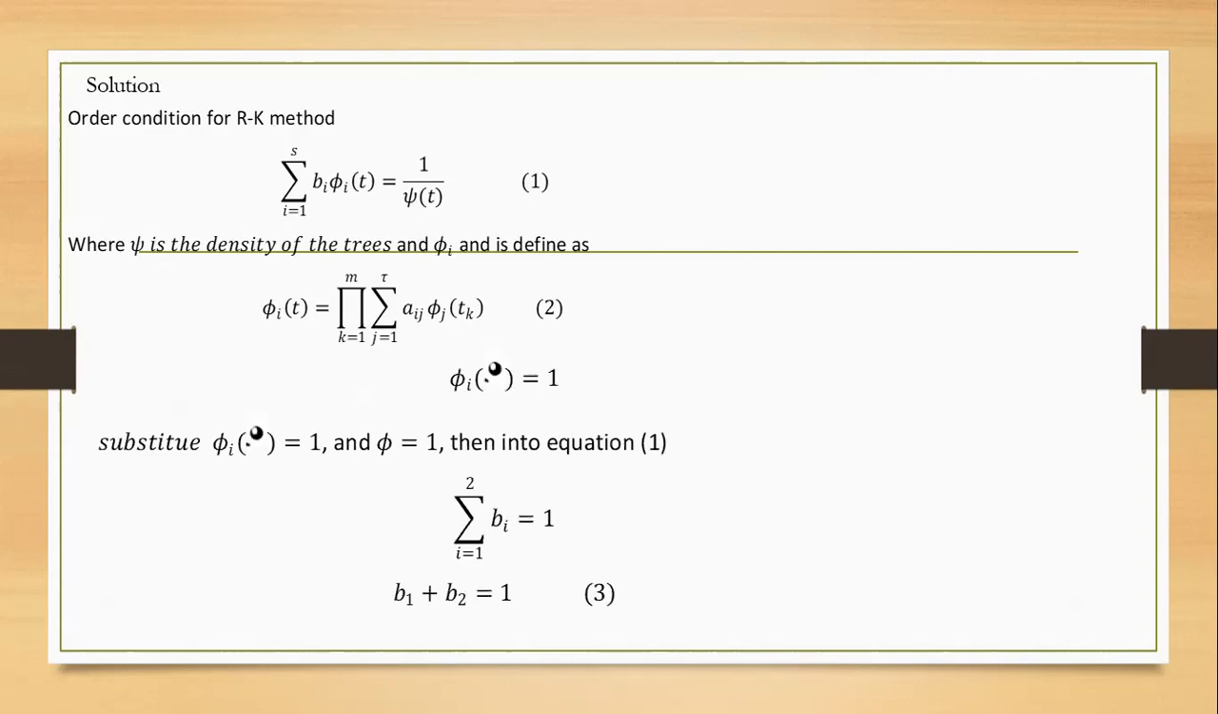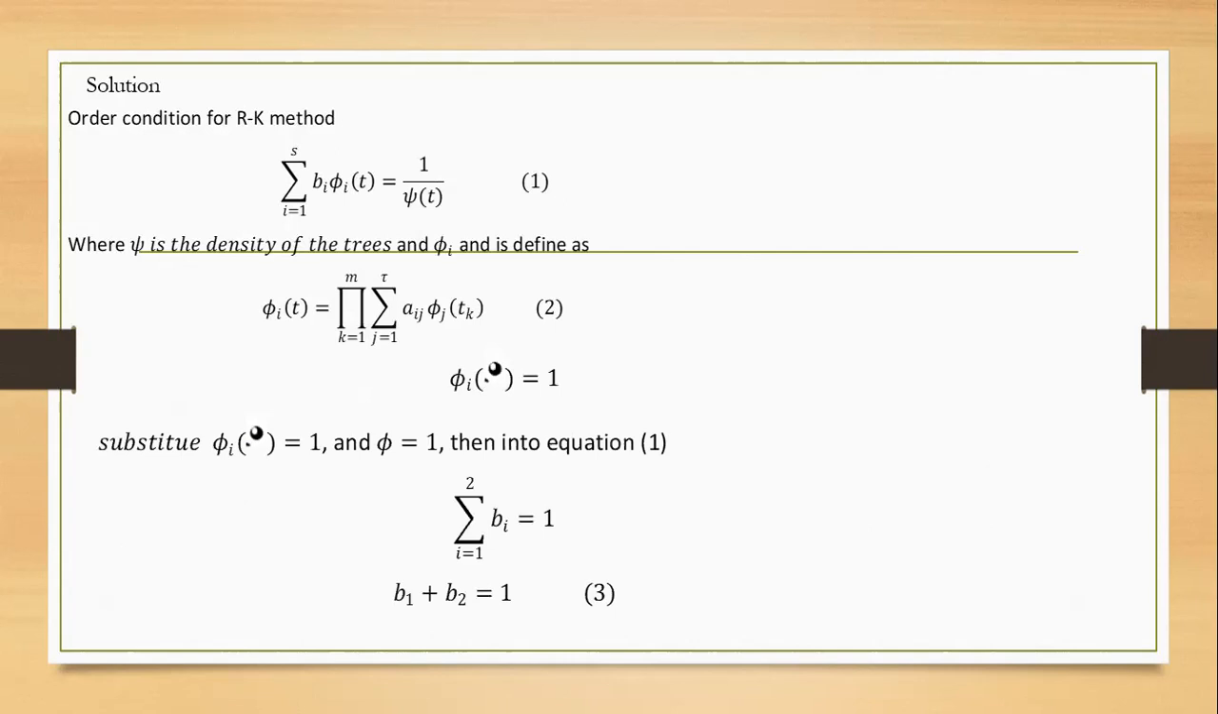So for each tree. Now, for the first tree, which is just an ordinary point, I've said it is 1, because it has no leaf. It's just a root. Then it's 1. Then if I substitute it into my equation 1, I will now see that the density of this tree that we calculated the other time is just 1.